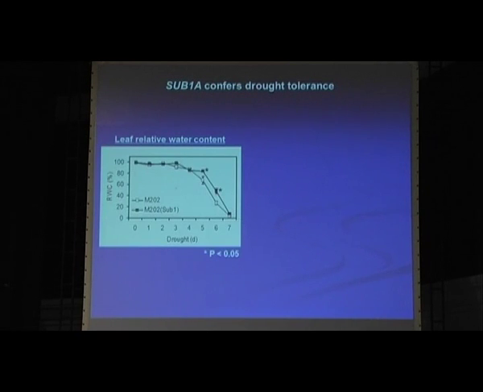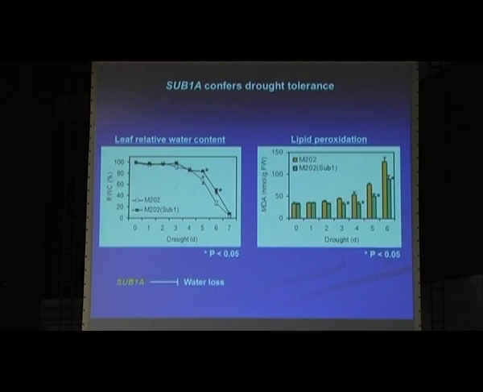We also quantified water loss in leaves in M202 and M202 SUB1 during dehydration. Water level dropped in leaves in both genotypes, but at day 5 and day 6, M202 SUB1 maintained more water as compared to M202 leaves. So this indicates SUB1A slowed down water loss.